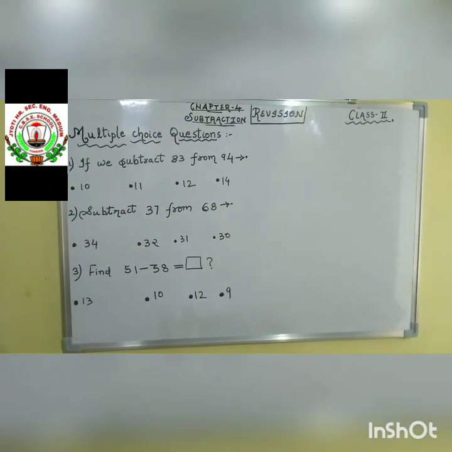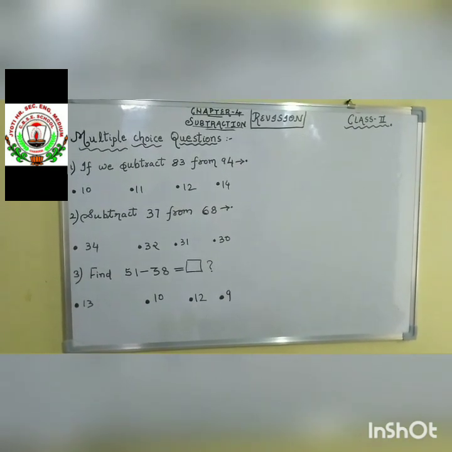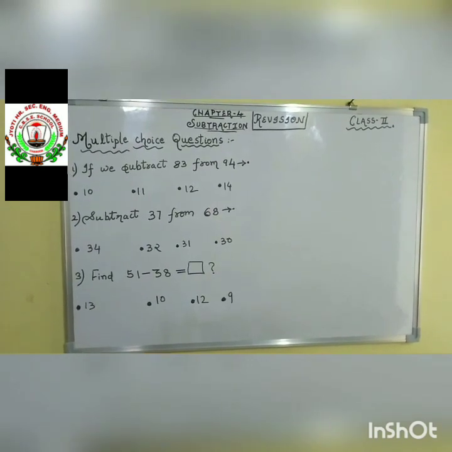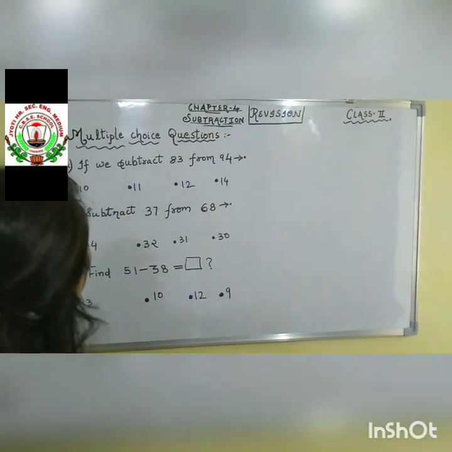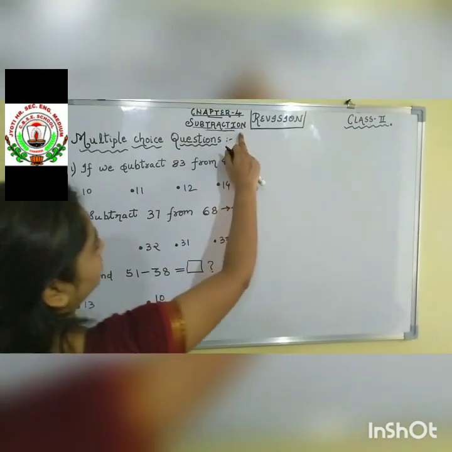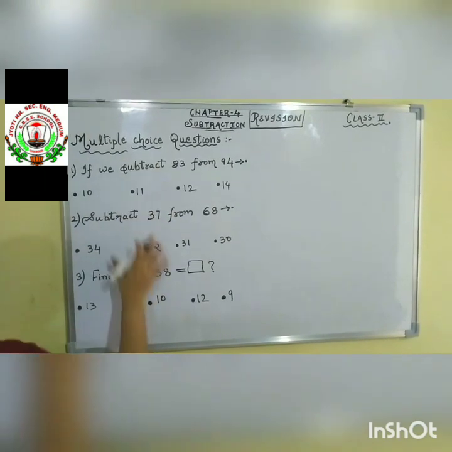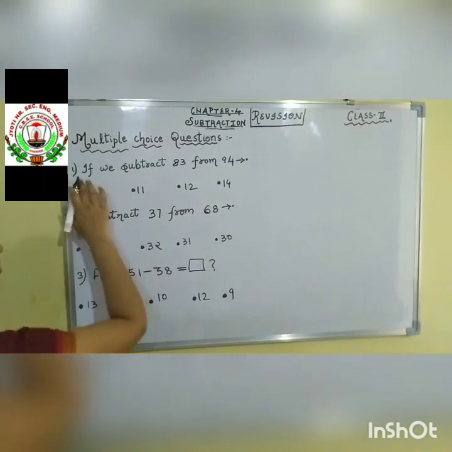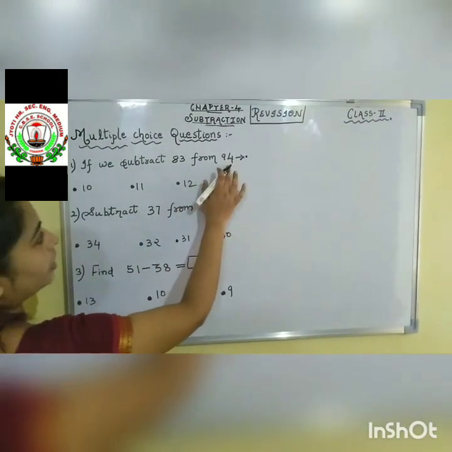Today we will be revising our chapter 4 subtraction, which is one of the syllabus of your exam. So let us see this MCQ pattern. Our chapter 4 subtraction, we will do revision now. First question, this is based on your MCQ pattern, multiple choice questions. First question, if we subtract 83 from 94.